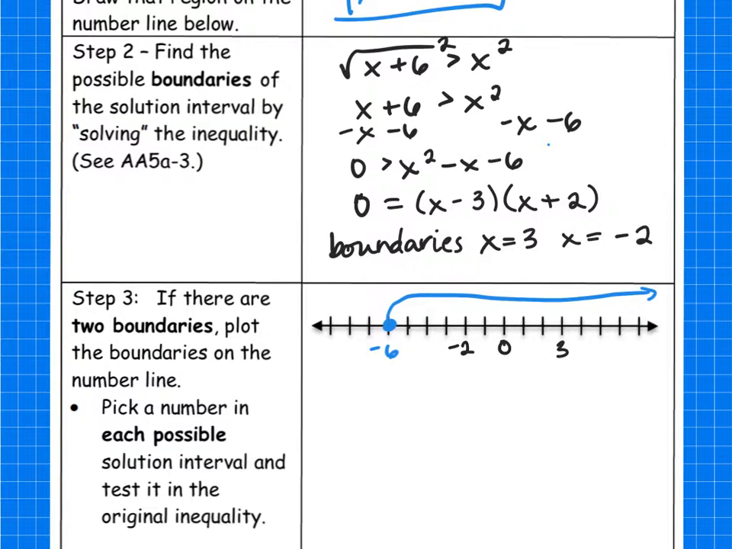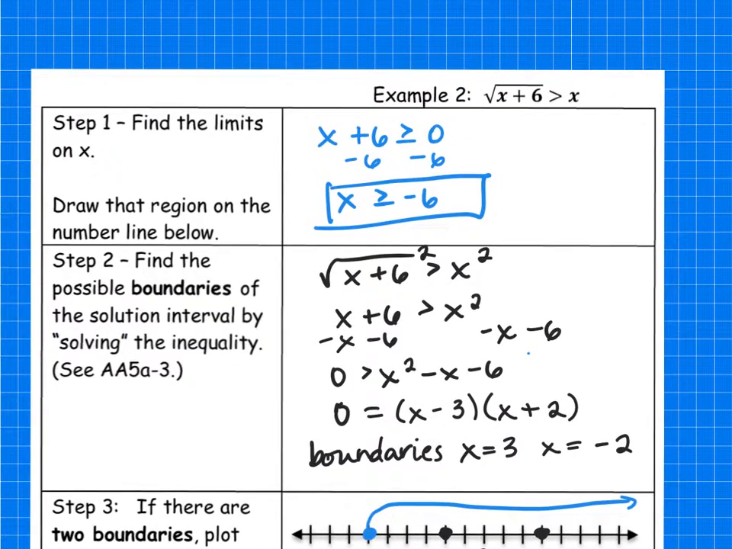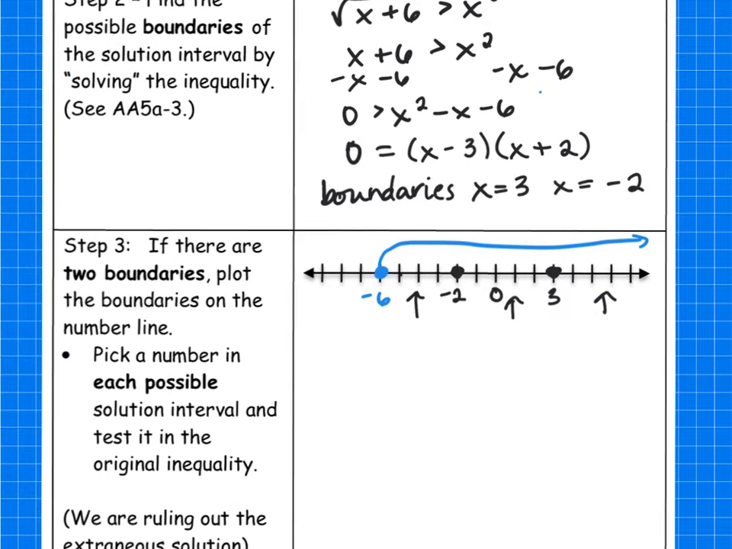Now I have to think about my original inequality and what numbers work in there. I don't need to check this space over here because I already know x can't be anything less than -6. But I'm going to check something from here, and from here into my original. So my original equation was square root of x plus 6 is greater than x. So a number that I can pick from this little solution set here is -3.